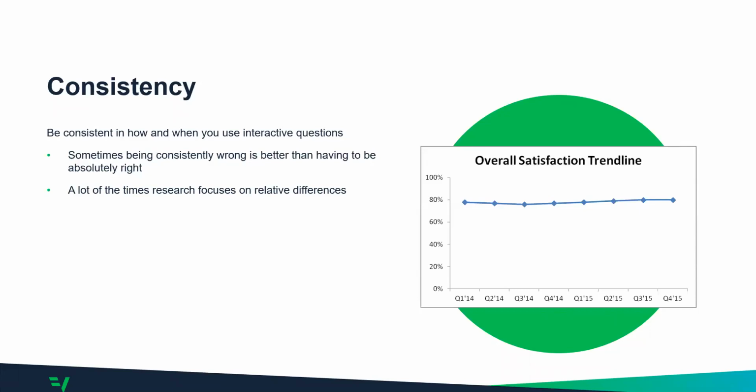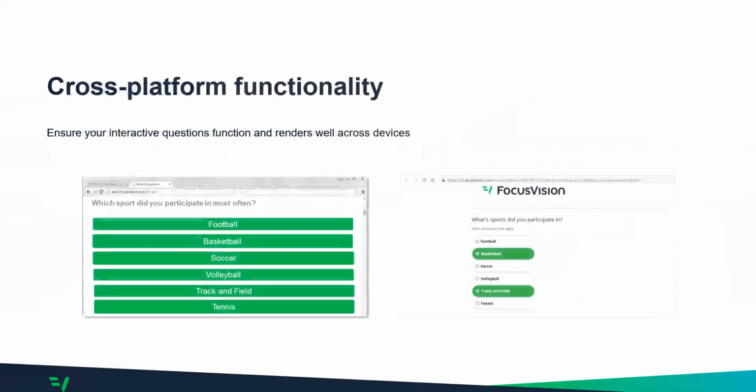If you start your slider position in the middle, be consistent about that so you can make the appropriate interpretation for your data. A lot of times as researchers, we're analyzing relative differences in our data, so changes between waves, differences between brands or attributes, and consistency in the data collection process is the only way we can really do this type of analysis. And then lastly, test and retest your survey.